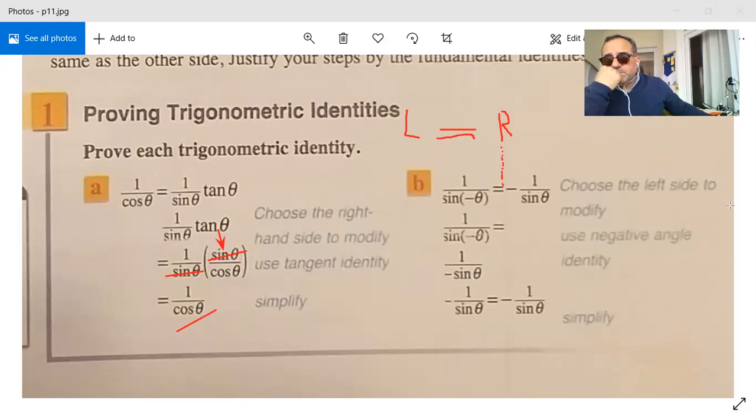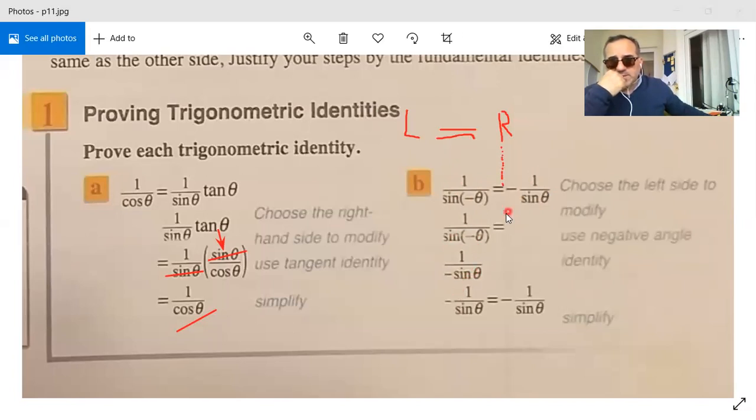B is very easy, because you can take a left side. This is left side. This is 1 over sine theta, equal to 1 over... You have the identity sine minus theta is equal to minus sine theta. So 1 over minus sine theta, and this is equal to right side.